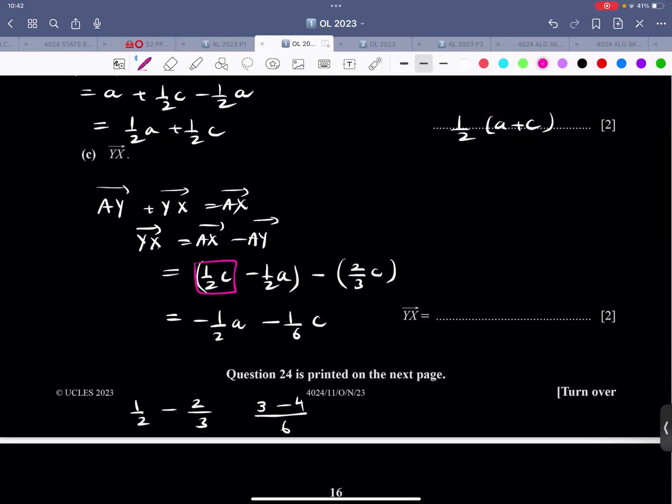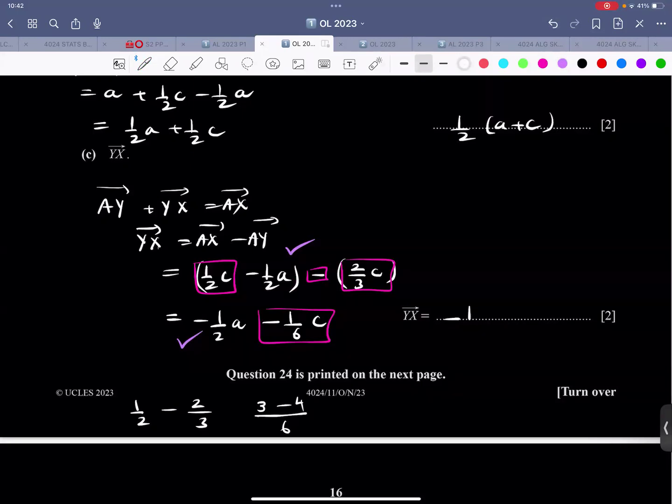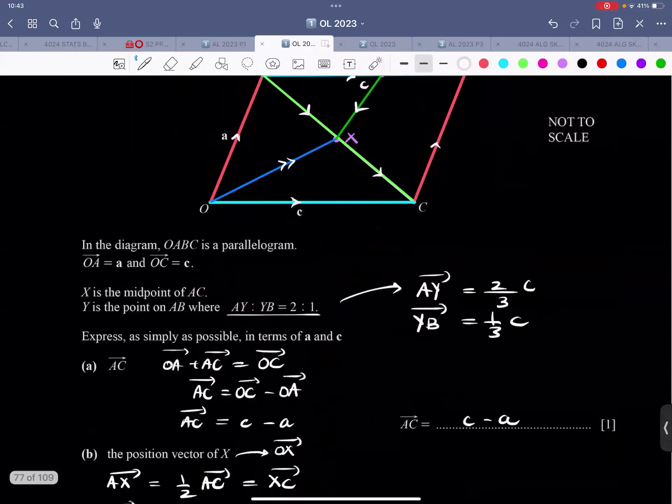This is half C minus 2/3 C. That is what you're getting. And this thing over here is this thing. So the answer is negative half A, negative 1/6 C. That is YX. So a lot of fractions were there. Otherwise, it was very, very basic.